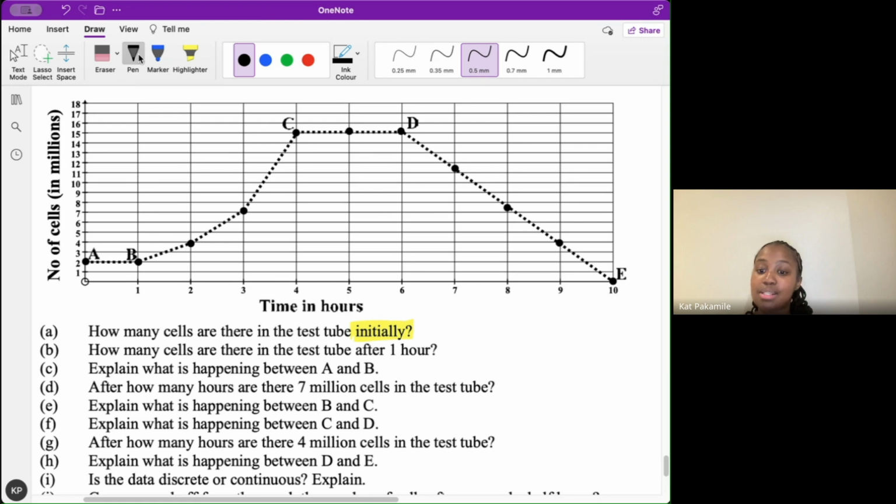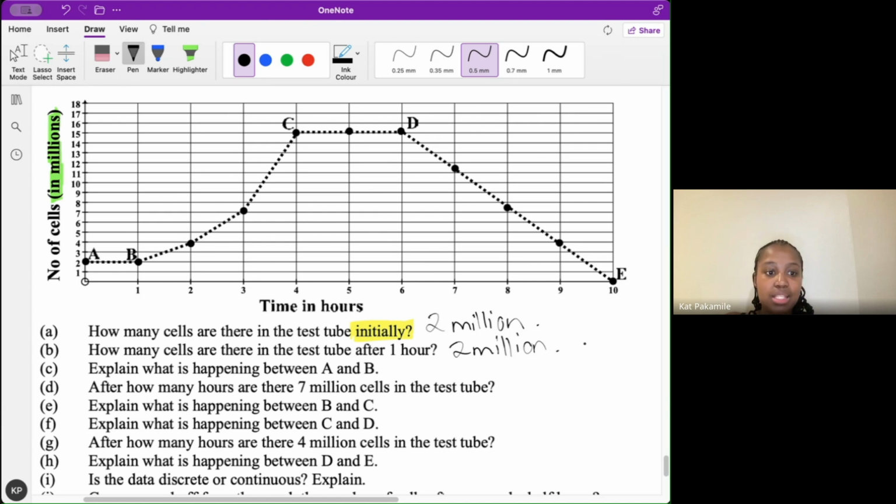Look at your axis labels and look at what you are counting in. Nice. Mavis didn't fall for the trap. The rest of you did. It says in millions. So if you say 2, you are wrong. There were initially 2 million cells in the test tube. Great. How many cells are in the test tube after 1 hour? It is still 2 million.